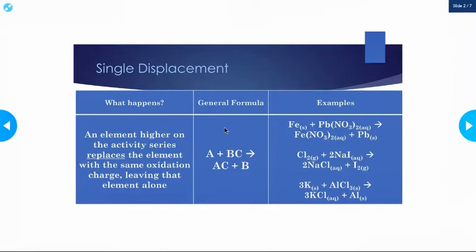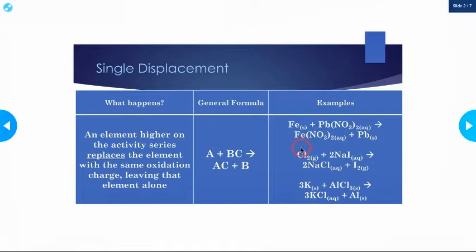negative replaces negative. So in our examples, we have iron, which is a cation, and then we have lead nitrate, so an element and a compound. The iron is higher on that activity series, so it can replace the lead and kick out the lead. And now the iron is with the nitrate, and the lead is left by itself. When you're doing a single displacement reaction, the element always replaces the one with the same charge as itself. So iron, we know, is a cation, so it's going to replace lead, which is a cation. Nitrate is an anion, so it's going to want to combine with the anion because opposites attract.